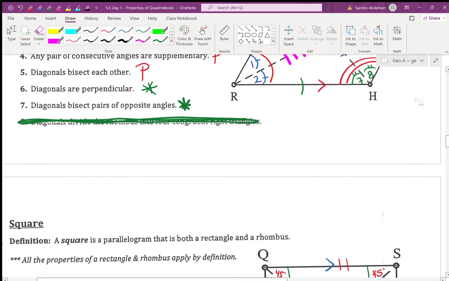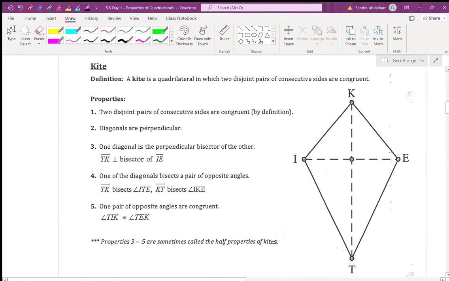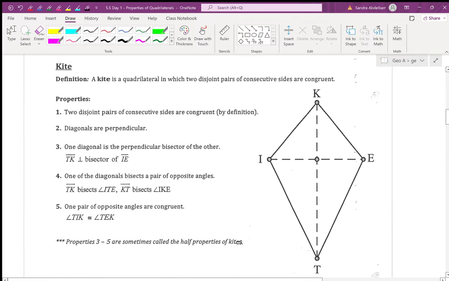We're going to go back now. We're going to go back to the kite. The kite is not a parallelogram. Since it is not a parallelogram, it will not have the properties of a parallelogram. It will have its own properties. And they're a pain, these properties. Not gonna lie, I like the kite the least. I don't really like it at all. So, a kite is a quadrilateral in which 2 disjoint pairs of consecutive sides are congruent.